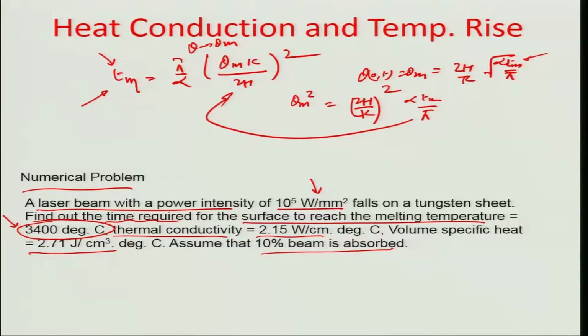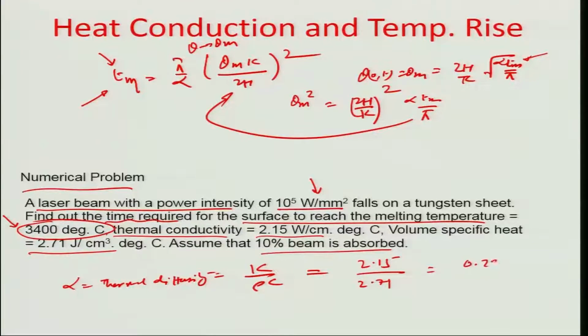So having said that, let's first calculate the alpha value, the thermal diffusivity. It is the ratio, as I mentioned earlier, between the thermal conductivity K and the volume specific heat rho c, K being 2.15 watt per centimeter degree Celsius, volume specific heat being 2.71 joule per centimeter cube degree Celsius. So we have the thermal diffusivity here as 0.79 centimeter square per second.